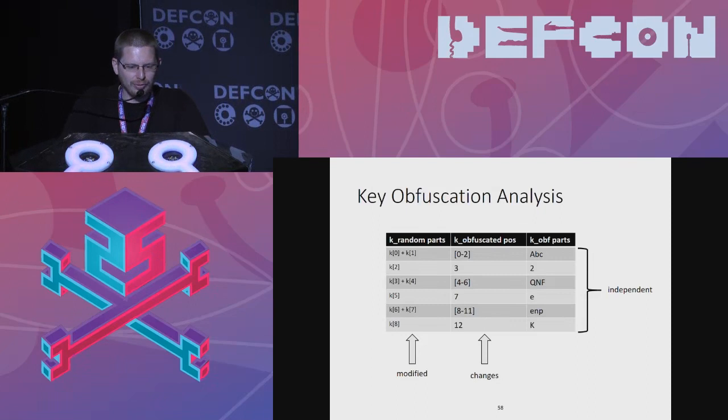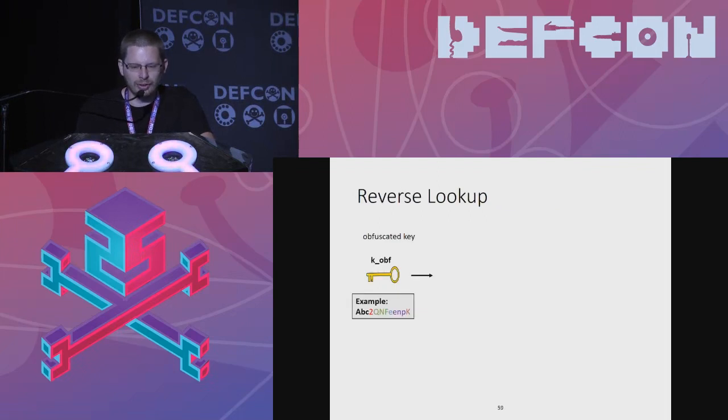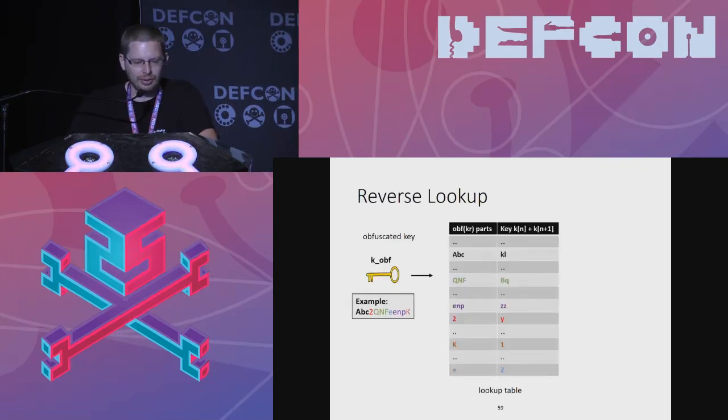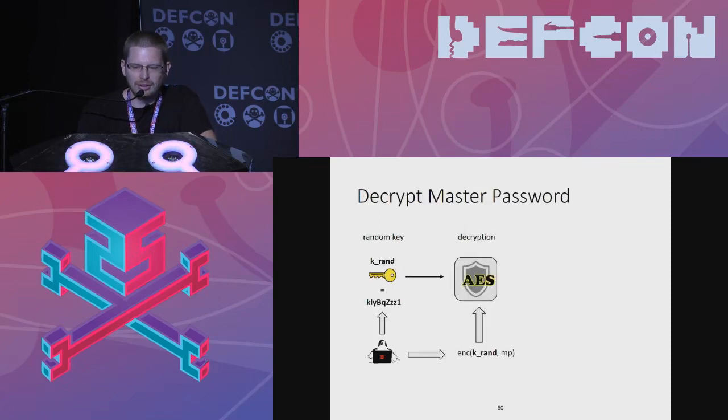And so this brings us to easy parts, because if we have, let's say, something of length 3 to break, we can very easily brute force this. So we simply build a reverse lookup table by brute forcing all random part and obfuscated part combinations. With this reverse lookup table, as you can see here, we can simply recalculate the random key. And with this random key, we can again decrypt the master password.